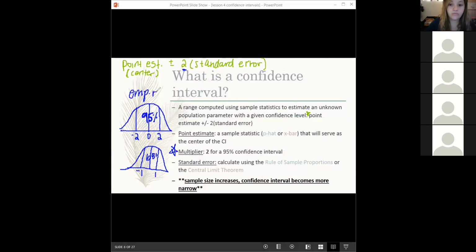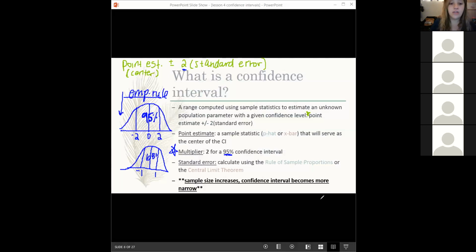So the point is that our multiplier is going to correspond with whatever percent confidence interval we want. It's going to be whatever percent is within plus or minus that multiplier, so it's not always going to be 2. We'll learn there are different common ones that we use, but it's usually on the higher end. Like I said, you're not going to see a 68% confidence interval, but that's just an example.